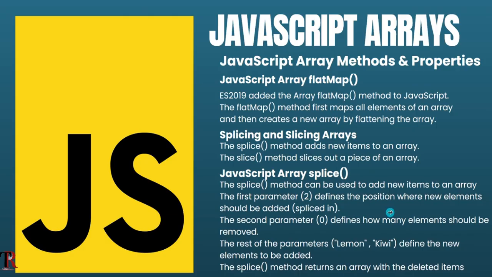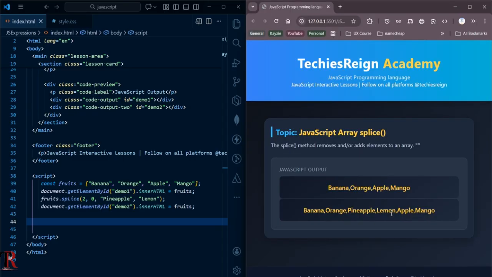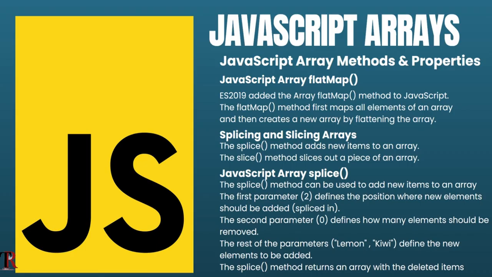Now let's continue. The splice method can be used to add new items to an array, just as we saw now. The first parameter, which is this 2 that we have here, defines the position where new elements should be added. That is where you want the new element. Position 2. The second parameter, 0, defines how many elements should be removed. So how many elements do you want to remove? We want nothing to be removed.